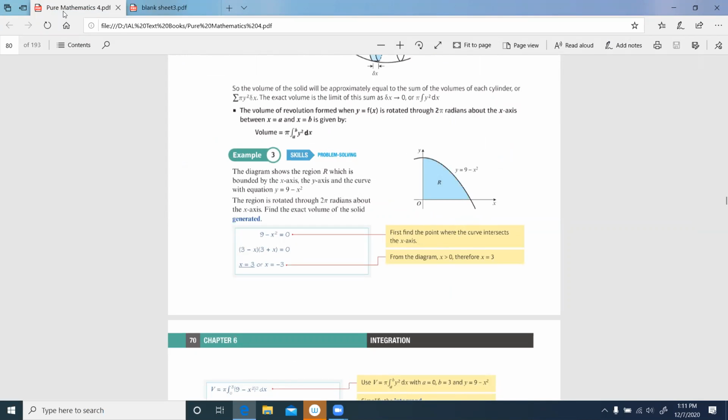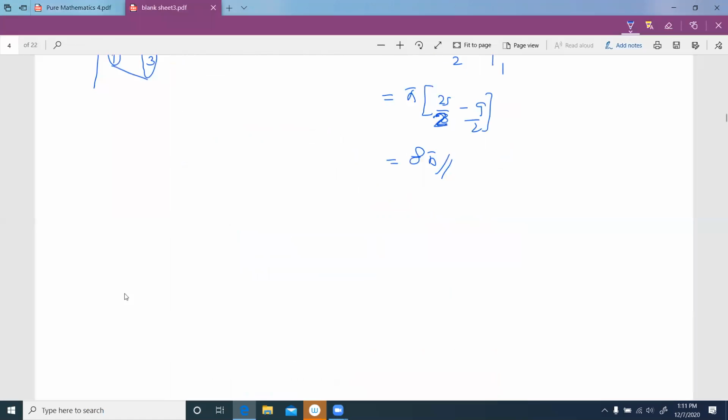Now let's go ahead with a situation somewhere like this. Y equals 9 minus x squared. The region is rotated through 2 pi around the x-axis. Find the exact value of the volume.